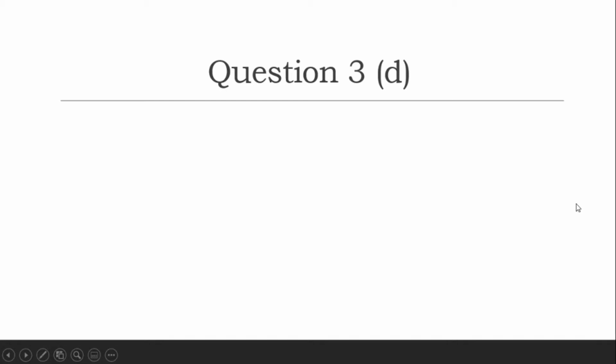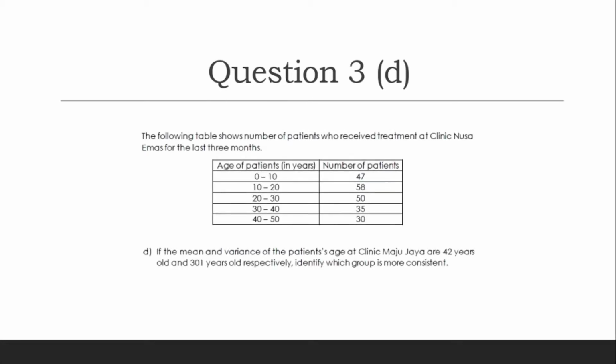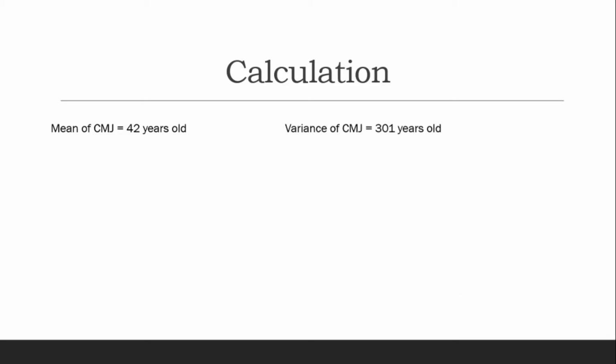Assalamualaikum. So I will be answering question D. From the question given, we know that the mean of Klinik Majujaya is 42 years old and the variance of Klinik Majujaya is 301 years squared. And from the previous questions, we know that the mean of Klinik Nusa Emas is 22.4091 years old and the standard deviation of Klinik Nusa Emas is 13.2801 years old.